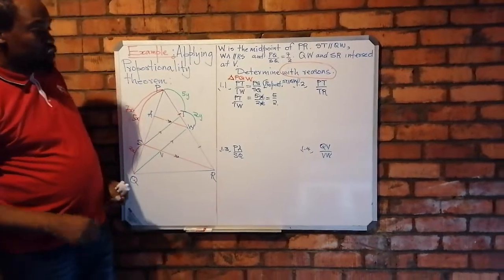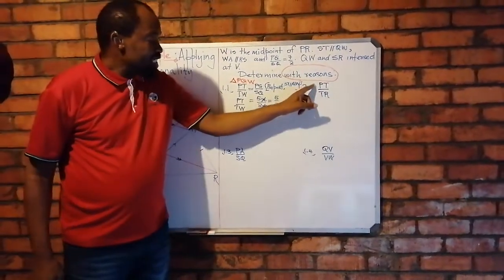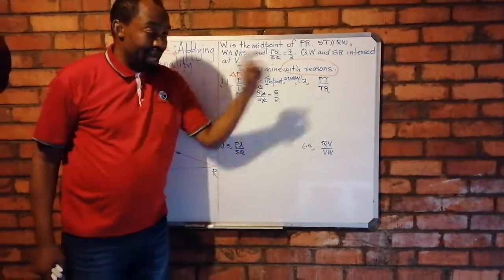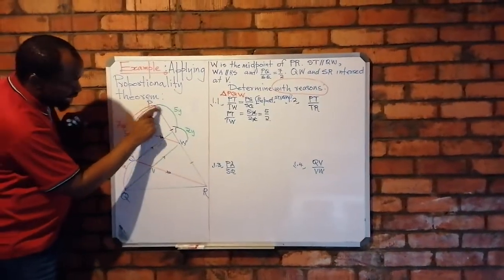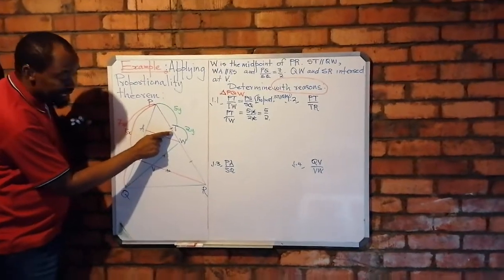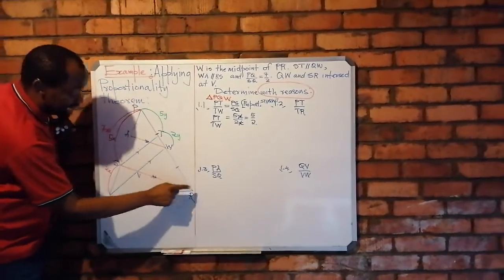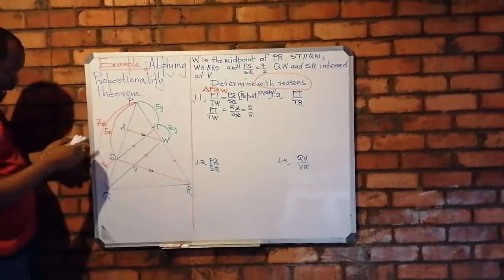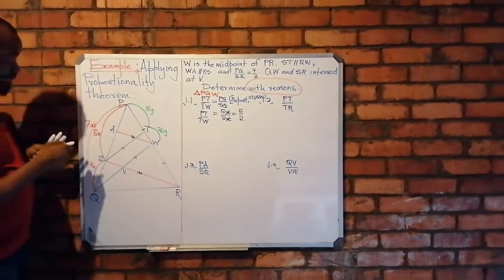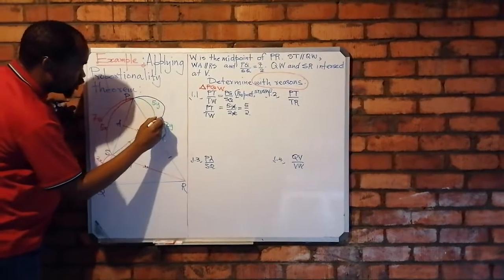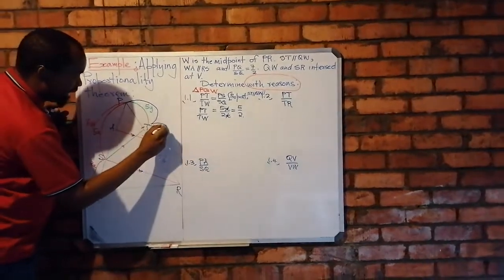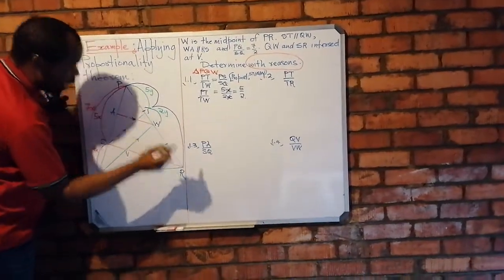Let's move to the next question. What is PT divided by TR? Where is PT? There is PT divided by TR now. Let's repeat this again. We want the ratio of this one divided by that one.